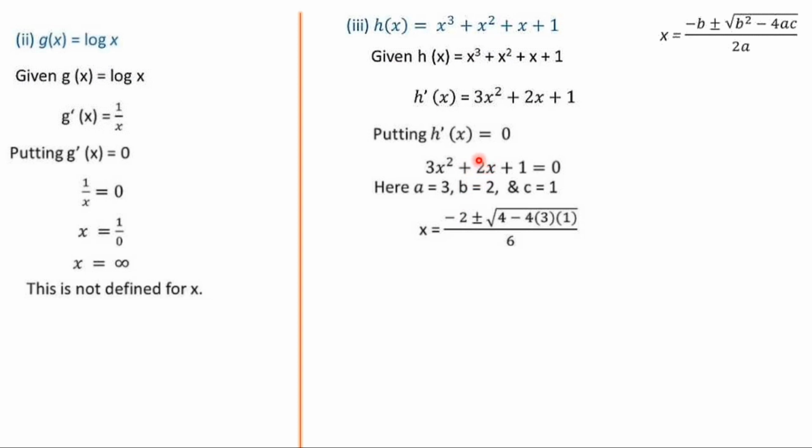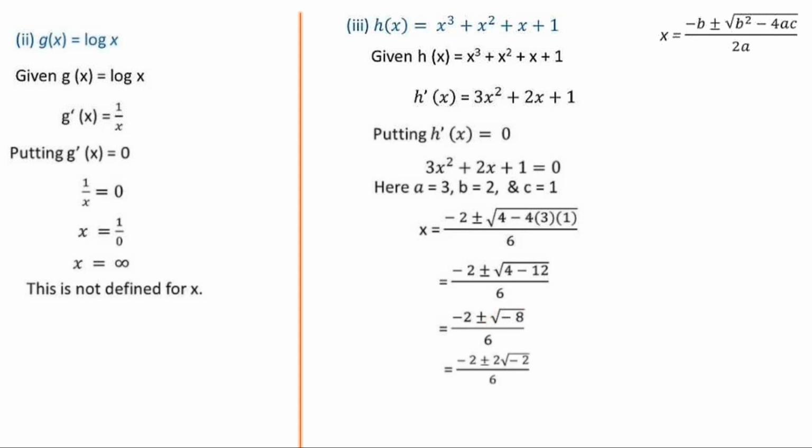Minus b, that means minus 2 plus or minus root of b square, that is 2 square is 4, minus 4ac. So 4 into a is 3 into c is 1, divided by 6. That is equal to minus 2 plus or minus root of 4 minus 4 into 3 is 12, divided by 6. So minus 2 plus or minus root of 4 minus 12, that is minus 8, divided by 6. So this is not a real number, not a real value here.